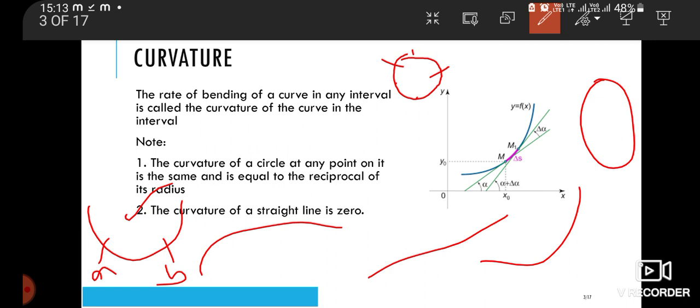The curvature of a straight line is 0. Why? We don't have any bending. In any interval we don't have any bending, so the curvature is 0.